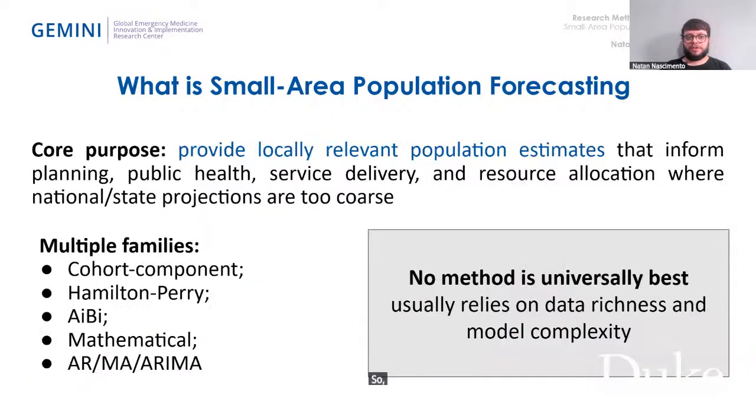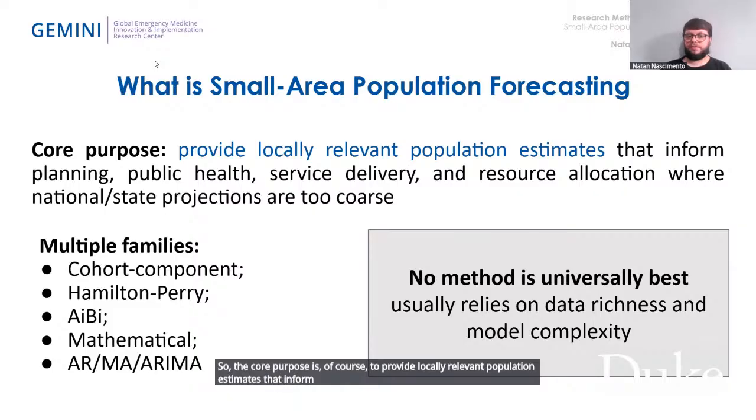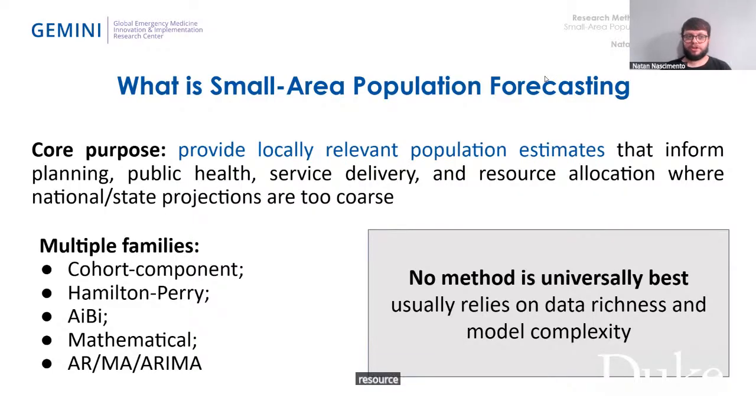So the core purpose is, of course, to provide locally relevant population estimates that inform planning, public health, service delivery, and resource allocation, where national and state projections are too coarse. We have multiple families of forecasting or projection: cohort component, Hamilton-Perry, AIBI, mathematical, and ARIMA. And no method is universal. We cannot expect that one method will work for all. And there is no best or worst. There is data and there is complexity.